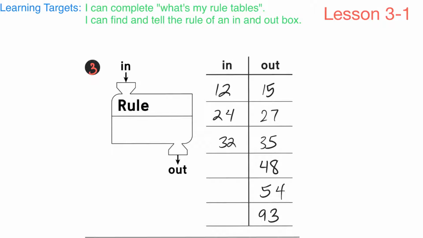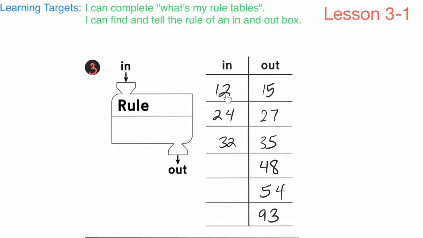All right. Now we're looking at a problem where it says, I can find and tell the rule of an in and out box. So we've got an in and out table partially filled out, but what we don't know is the rule. So we have to look at the in and the out, and we have to play some guessing. We have to think, what could we do to the in to get the out? And as I'm looking at 12 to get to 15, I'm thinking right away that it can't be multiplication, because 15 is really close to 12. I also see that 15 is bigger. So I'm thinking right now that my rule is probably going to be addition.